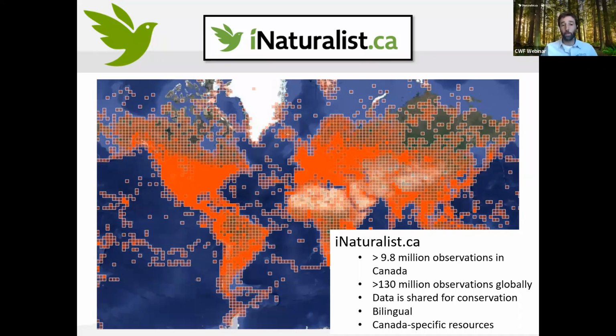We have close to 10 million observations in Canada, and we're hoping that we're going to be able to hit that 10 million mark during the City Nature Challenge. It's quite likely, given the numbers that we can put up. But there are also 130 million around the world that contribute to this global database. In Canada, it's bilingual in French and English, as well as all our resources for the City Nature Challenge, but also resources for iNaturalist. And as I mentioned, the data can be shared for conservation purposes.